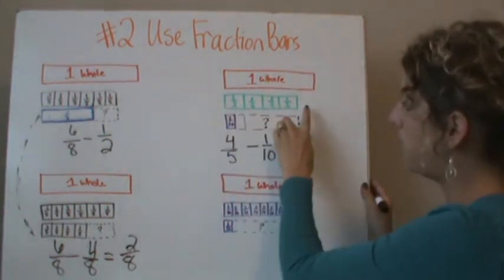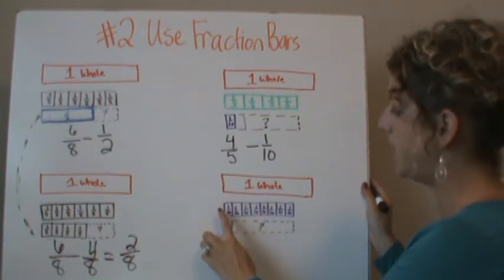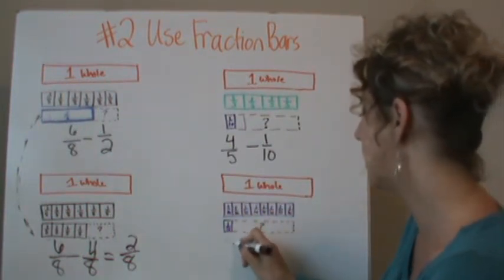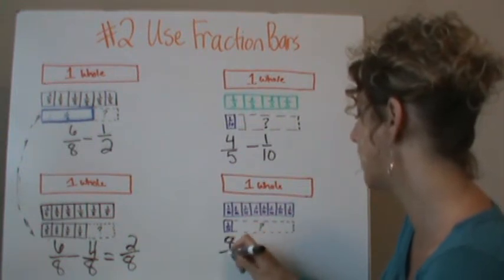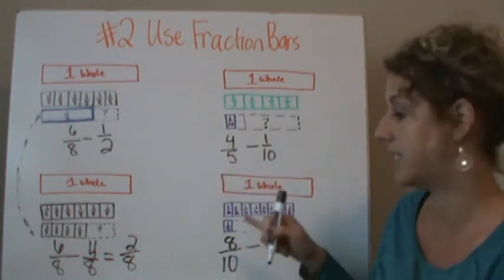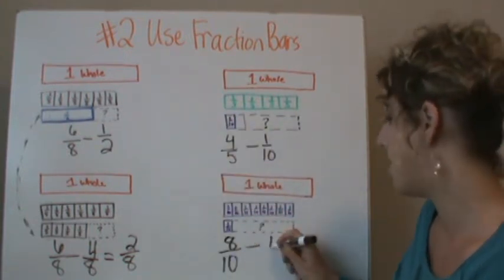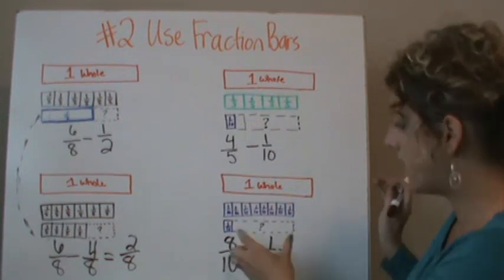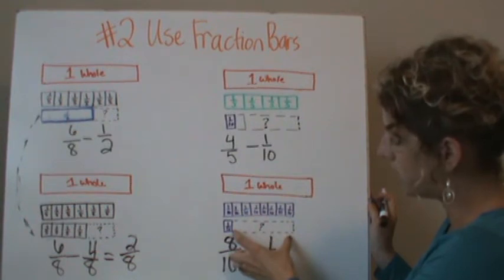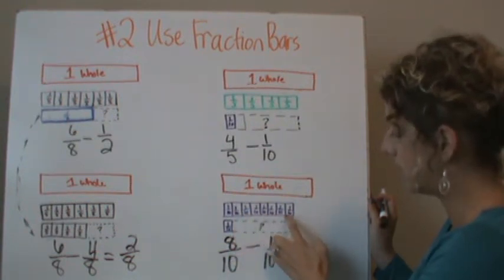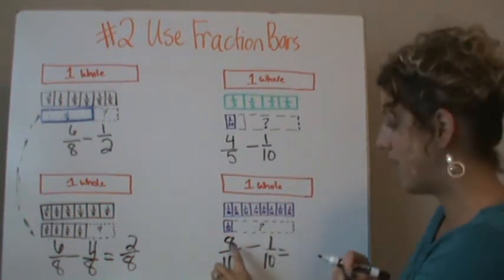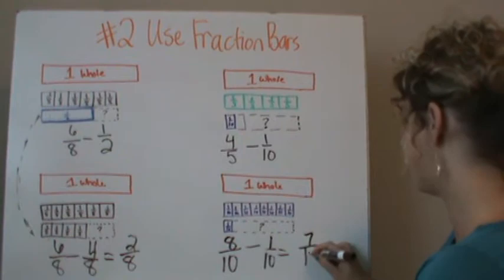I took 4/5 and turned it into 1, 2, 3, 4, 5, 6, 7, 8 tenths. So 8/10 minus, and the tenth stays the same because the denominators are the same, minus 1/10. Now, what is the difference here? If you slip those right in, you'll see that there are 1, 2, 3, 4, 5, 6, 7. 7/10. So 8 minus 1 is 7.